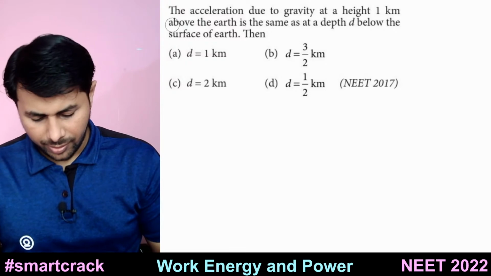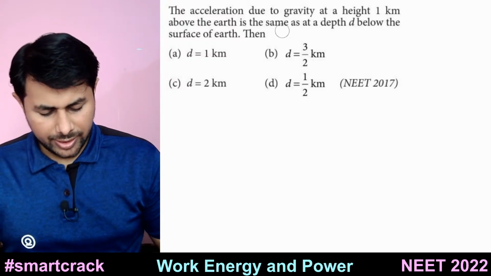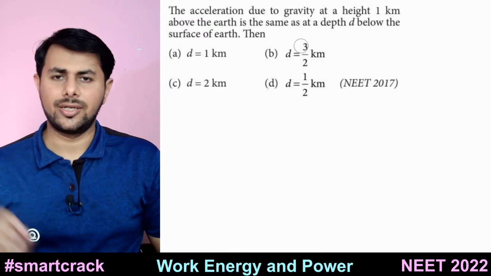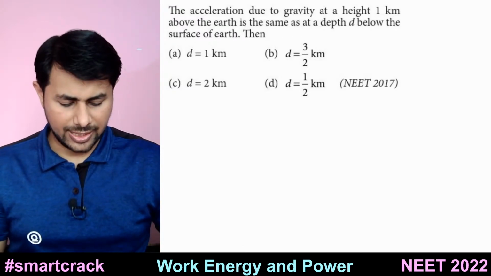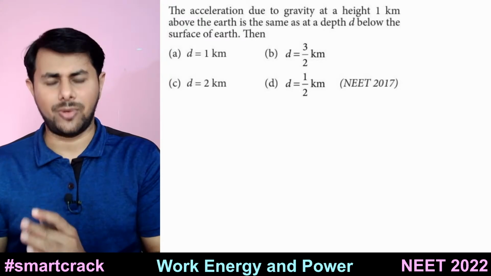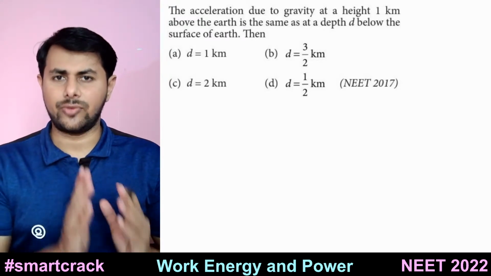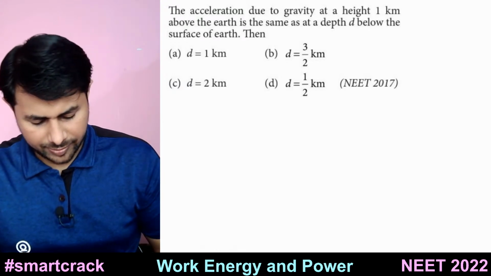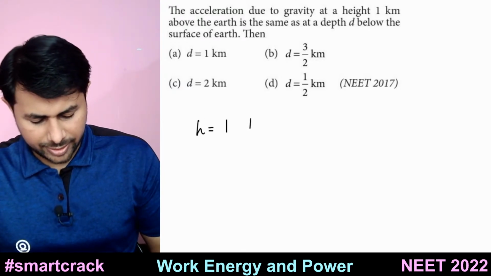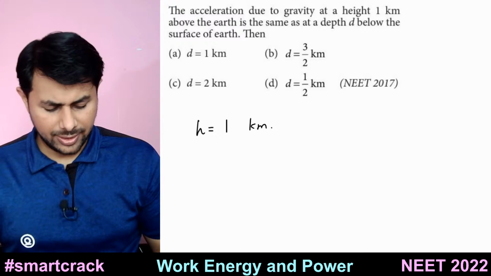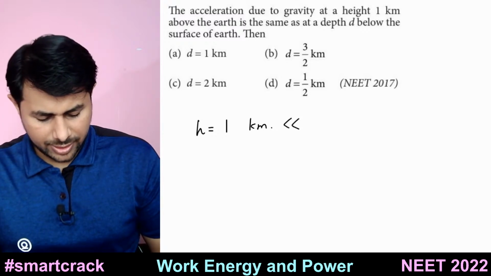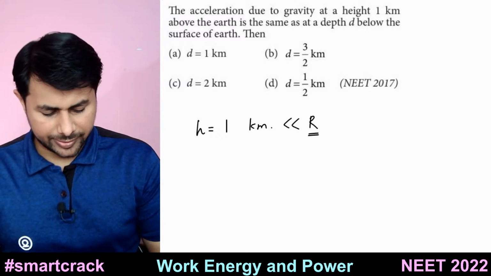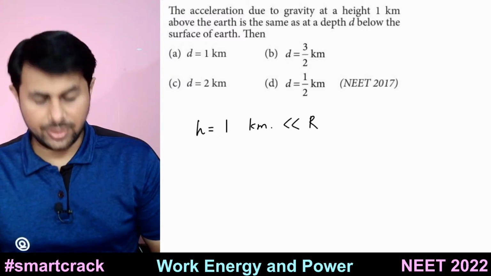Okay. The acceleration due to gravity at height h, 1 kilometer above the earth. See, this is that case when h is very, very small. h is equal to 1 kilometer and r is equal to what? 6,400 kilometers. h is equal to 1 kilometer, right? Which is very, very small compared to r, which is 6,400 kilometers. So here we can use that formula.